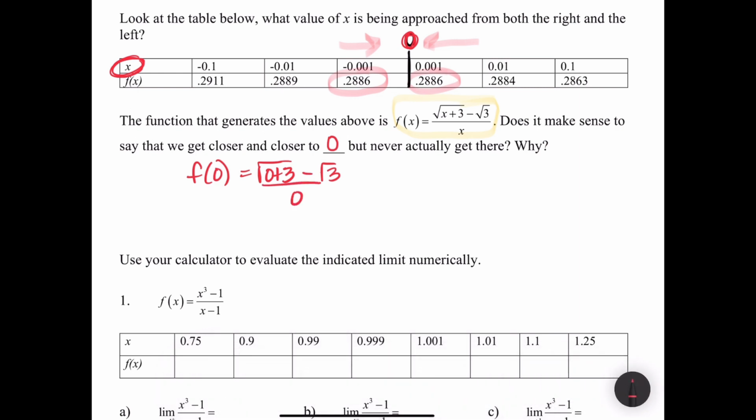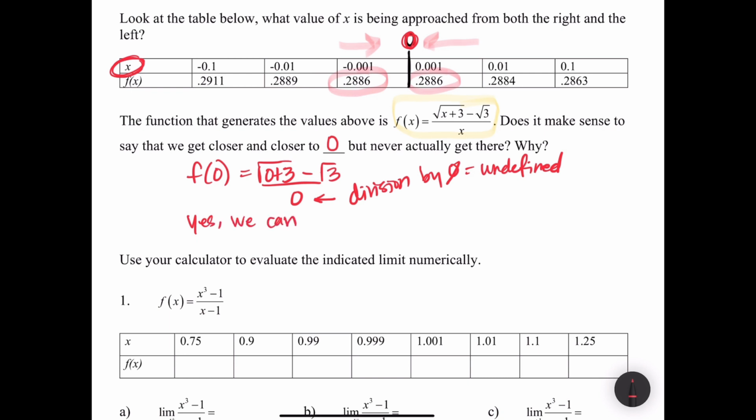Okay, so when I plug in 0, look at what's happening here. I get a denominator of 0. And what happens anytime I have division by 0? Well, I know that this is undefined. So I can get really, really close to the value of 0, as I can see from my table, but never actually get there. Does it make sense for this to happen? Yes.